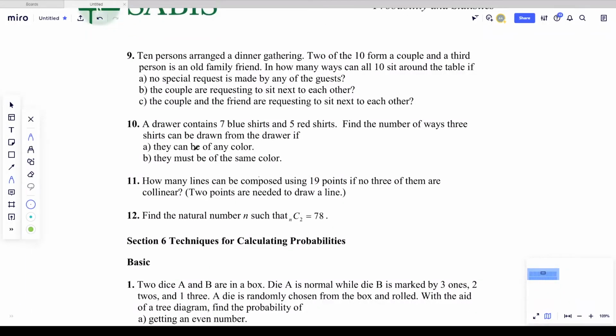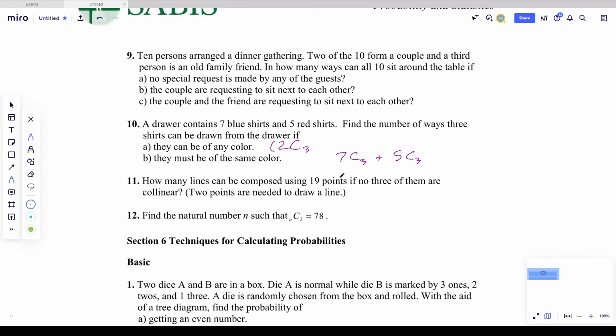And for this one, you have 7 blue shirts and 5 red shirts. You want to choose from any color, so there are 12. So 12C3. You want to pick 3 shirts. They must be of the same color, so either 3 blue or 3 red. So just 7C3 plus, which means or in math or statistics, 5C3.